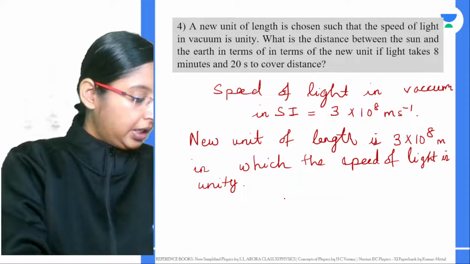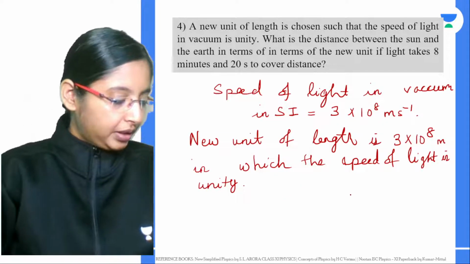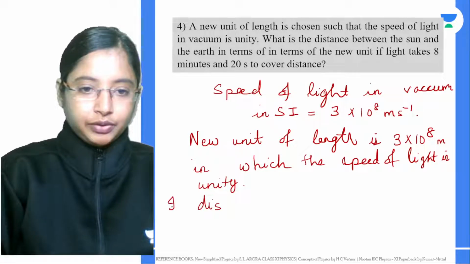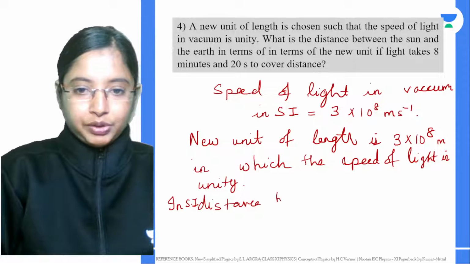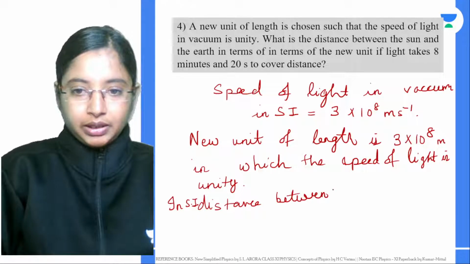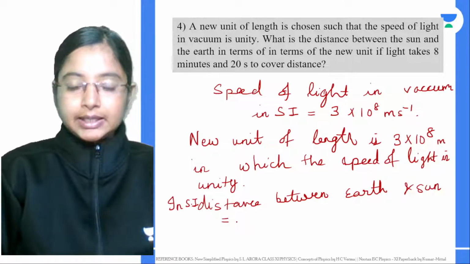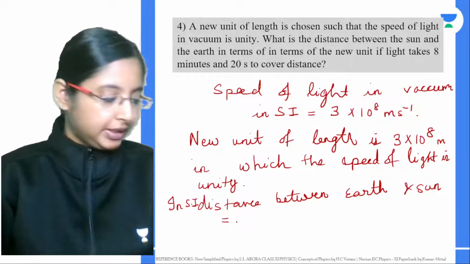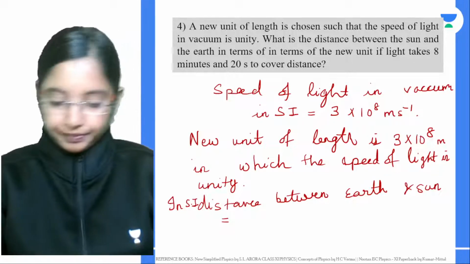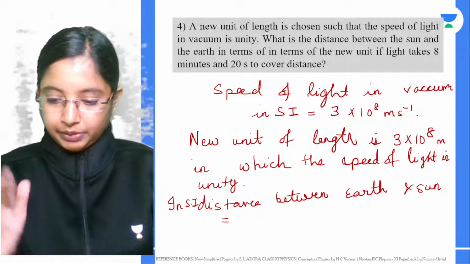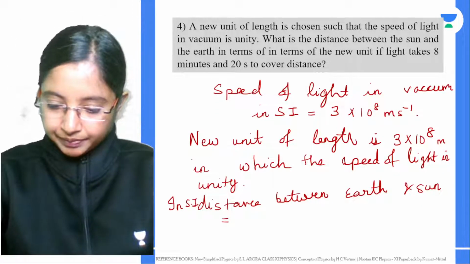Okay, now the SI unit, the distance between Earth and Sun. How do we get the distance between the Earth and Sun in SI units? Distance is given by what formula? How do you calculate distance? Anybody who can tell me how to calculate distance?